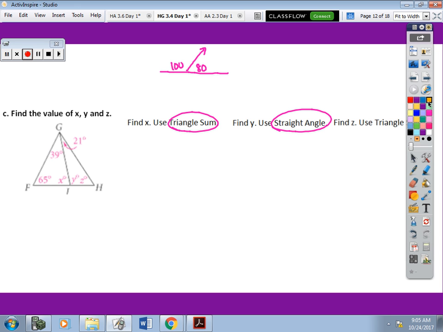Looking at this, we can see there are actually three triangles. There's triangle FGJ, or is that an I? Can't tell. We have IGH, and then we also have FGH. So there are three triangles pictured, and you can use triangle sum three times. I would use it first with this triangle. So x plus 65 plus 39 would have to equal 180 in that triangle. We'll add and subtract those numbers, or just subtract them. And what do we get for x?